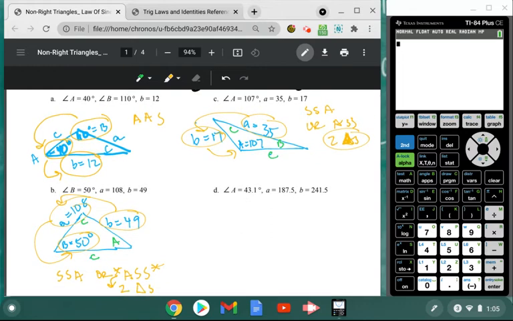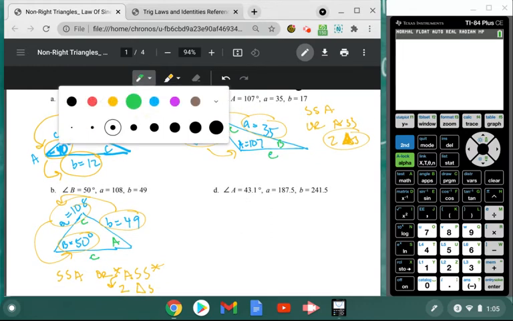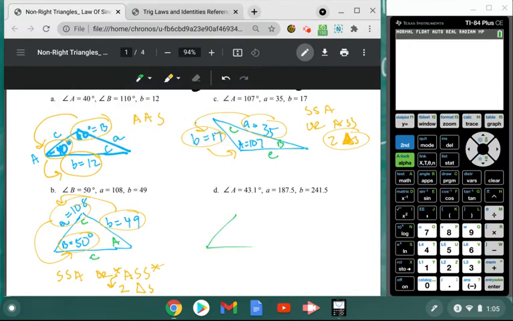Last but not least, part D. Okay, so 43.1, so about 45 degrees. I'm just going to draw this guy in. It's in green, I guess. So this is A, 43.1. And then I have A and B. So A is opposite angle A. So this is 187.5. B could be either of these two sides. I'm going to put it here. It doesn't matter.